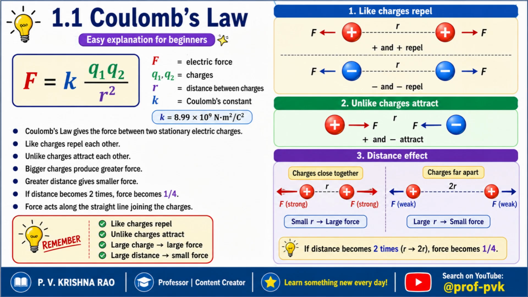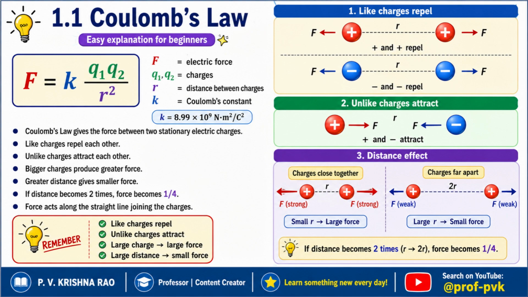Here I am giving a lot of explanation for clarification. First one, I have taken two like charges. Both are positive charges. Distance between them is small r. Here, both are like charges, that's why we get a repulsion force. That F is the repulsion force.